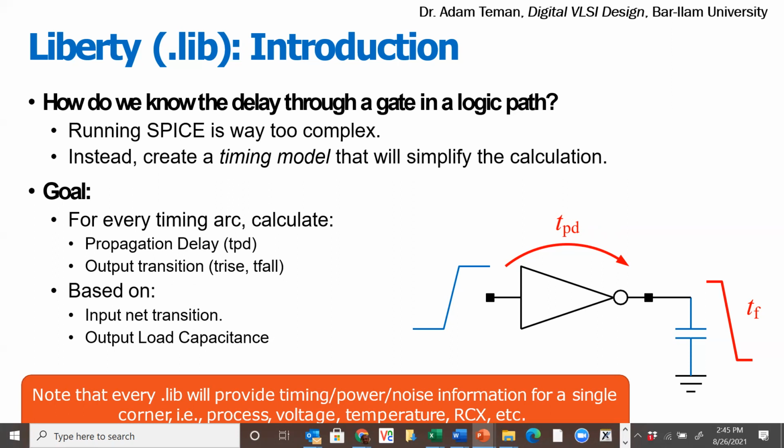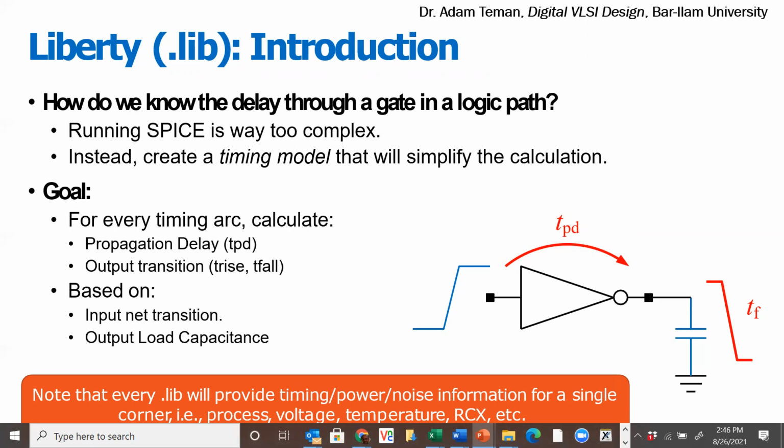Now the Liberty file contains delays. So in a combinational cell, the delay is from input to output. I defined what the delay is last time. How do we know the delay through a gate in a logic path? This particular standard cell is from a deck of slides by Dr. Adam Tiemann from Bar Ilan University in Israel. I've just used those for the next few slides.